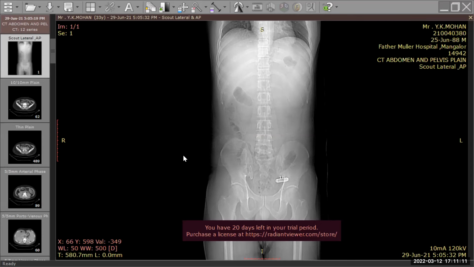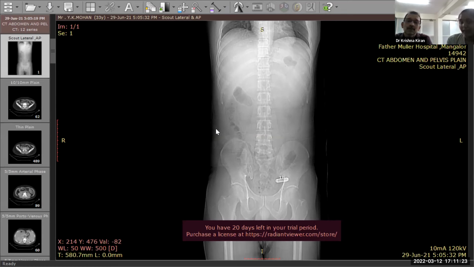So they got a USG abdomen done, and USG abdomen showed a few hypoechoic areas in the subcapsular location of the liver, and there was also a portal vein thrombosis, and there was also splenomegaly. So to evaluate further, they got a CT abdomen and pelvis done. So I'll be presenting this CT.